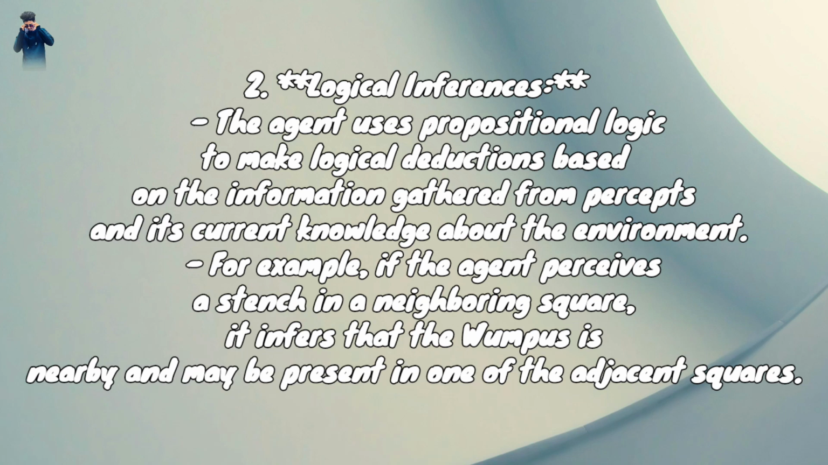2. Logical inferences. The agent uses propositional logic to make logical deductions based on the information gathered from percepts and its current knowledge about the environment. For example, if the agent perceives a stench in a neighboring square, it infers that the WUMPUS is nearby and may be present in one of the adjacent squares.